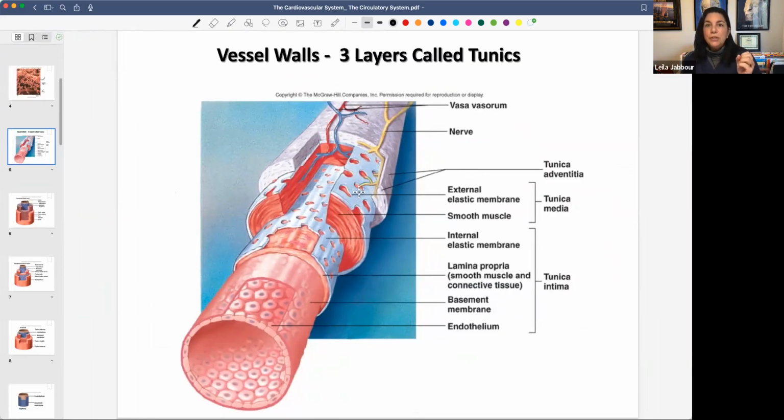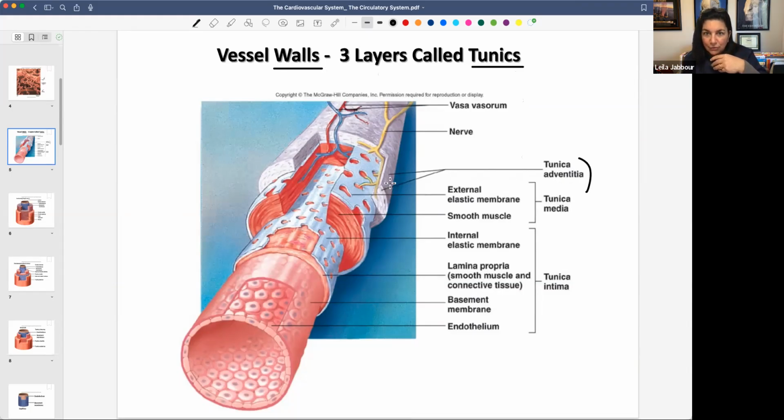We're going to focus on the anatomical structure of these vessels, and we're going to talk about the vessel walls. The walls of these vessels are made of 3 layers that we call tunics. We use the words tunica adventitia, tunica media, and tunica intima. Intima being the innermost, media in the middle, and adventitia the outermost.